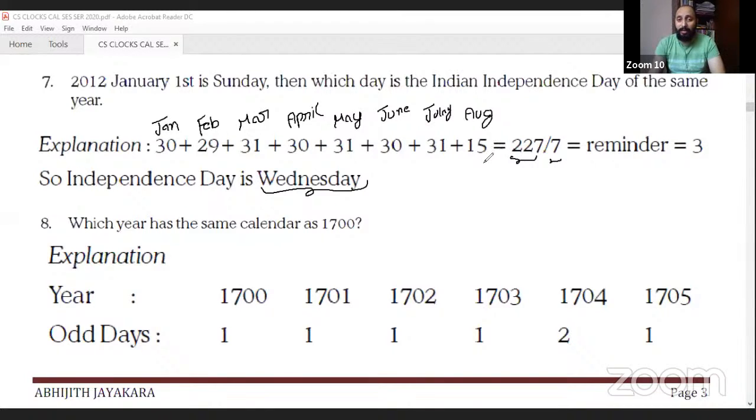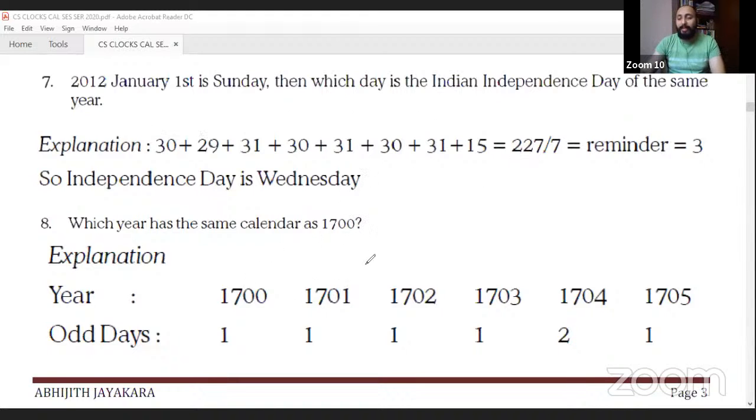Is that clear, everybody? Sunday we take as 0, Monday as 1, Tuesday and Wednesday second and third. Is this clear, everybody? Because it started with Sunday there. Any doubt on this, people?